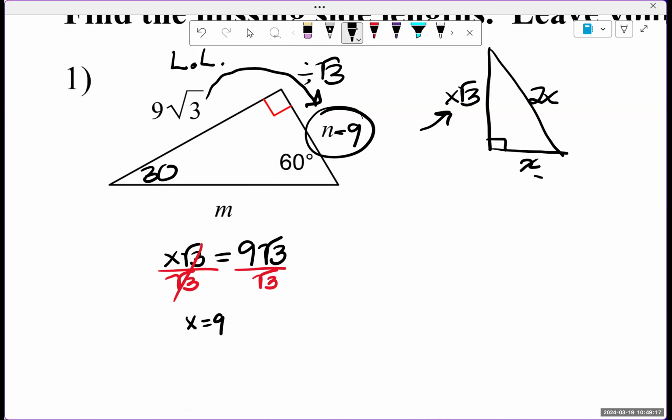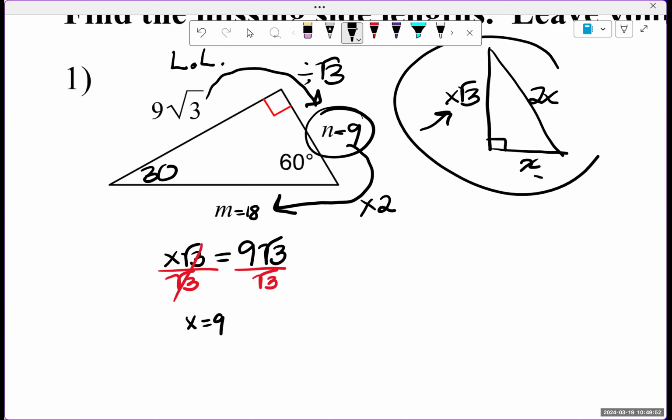Okay, so now we're going short leg to hypotenuse. When the short leg is 9, the hypotenuse is, yeah, we're going to multiply by what, Zoomers? Short leg to hypotenuse, we're going to multiply by 2. So this is 18. So what is our strategy? Always find the short leg first and then go by this rule. Okay, number 2.